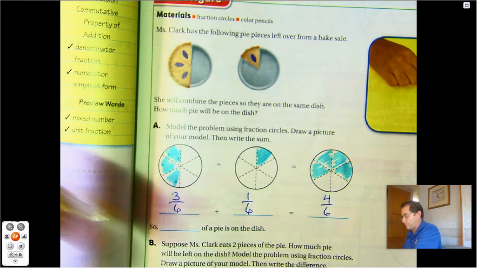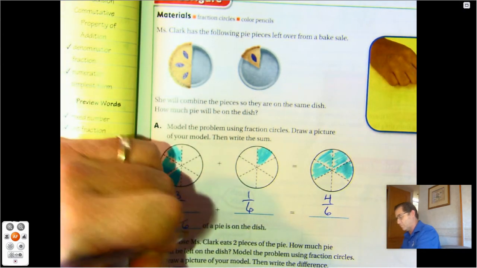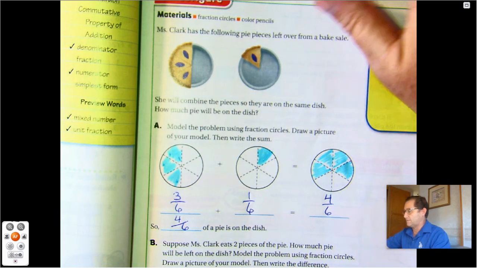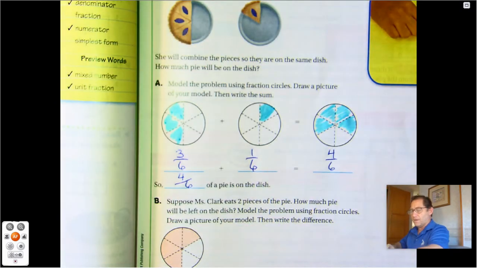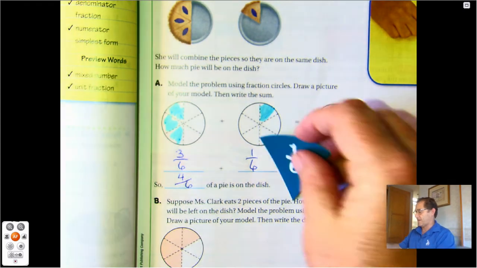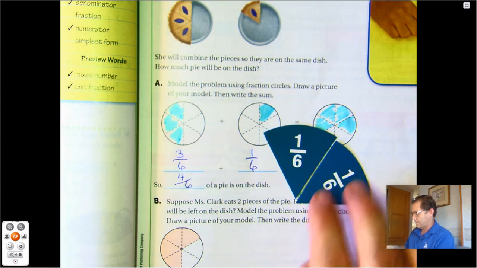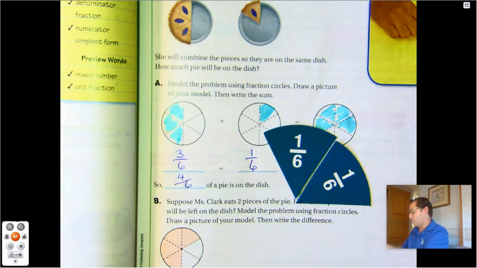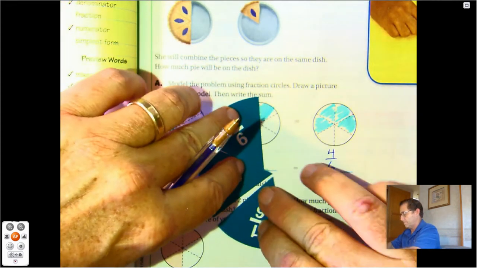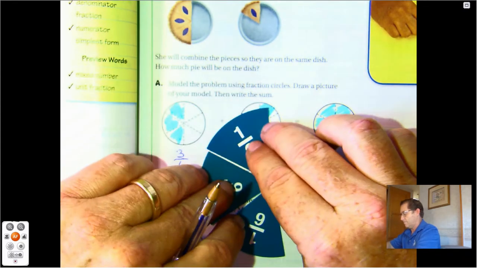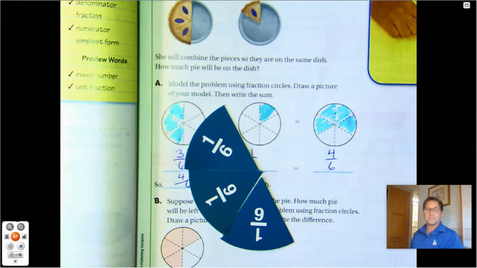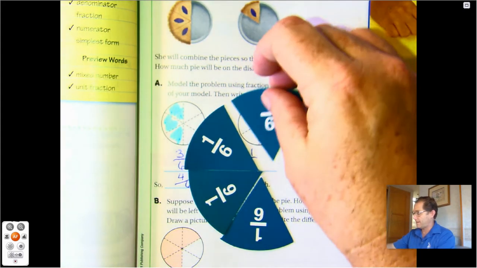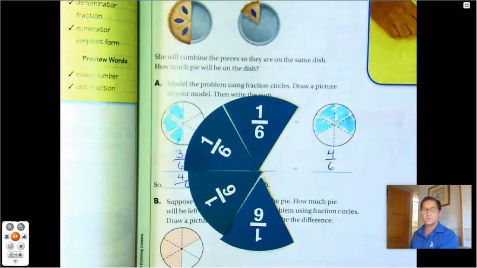So how much pie is on one dish? 4/6. Okay, that's not too difficult. And we could use these fraction circle pieces to show that. So it started with 3/6, or 1/2 of a circle, right? 3/6. And then they took one more from another pie dish and combined it. So now we have 4/6.